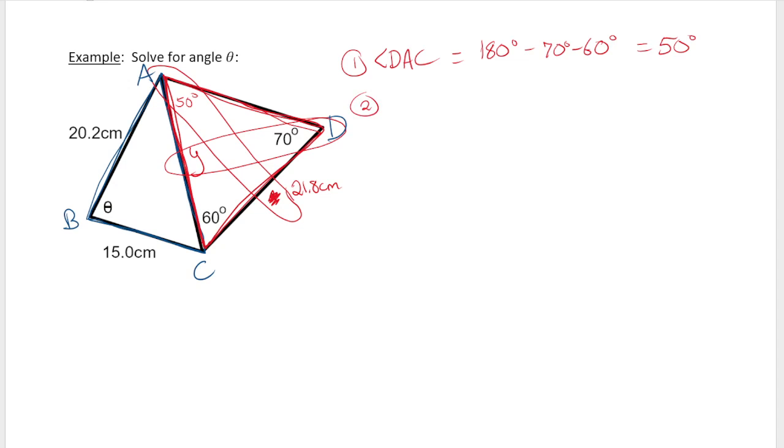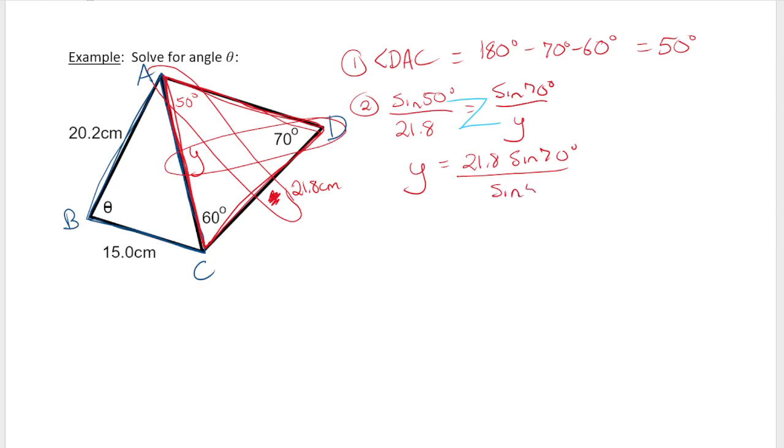So sine law, we have sine of 50 degrees over 21.8 is equal to sine 70 degrees over y. We do our z pattern. Y is equal to 21.8 times the sine of 70 degrees divided by the sine of 50 degrees. And that works out to 26.74 centimeters. So this is 26.74.